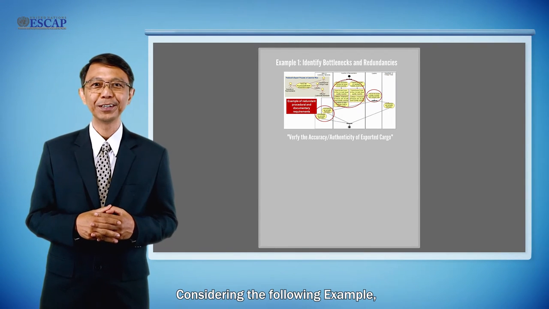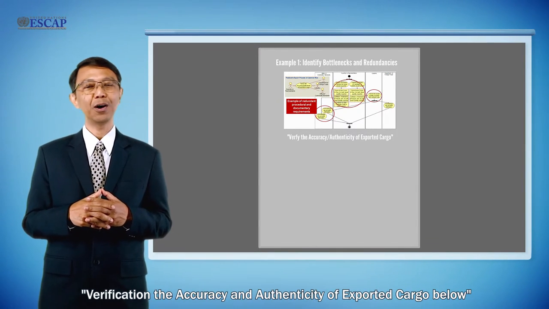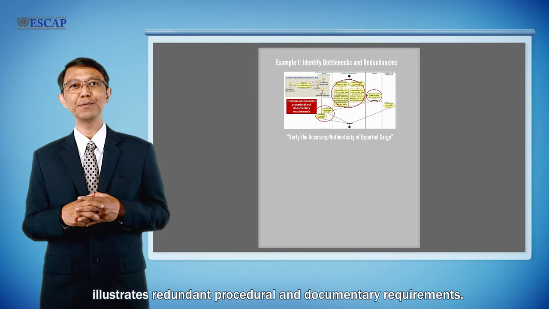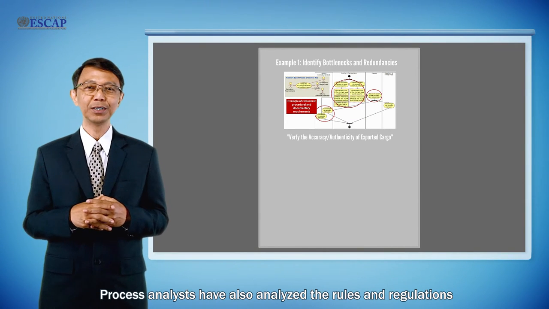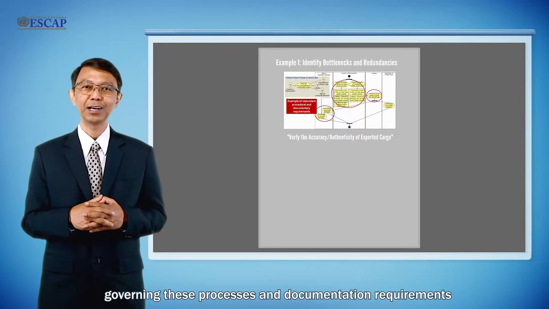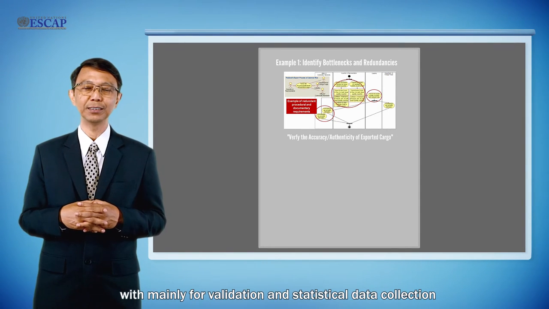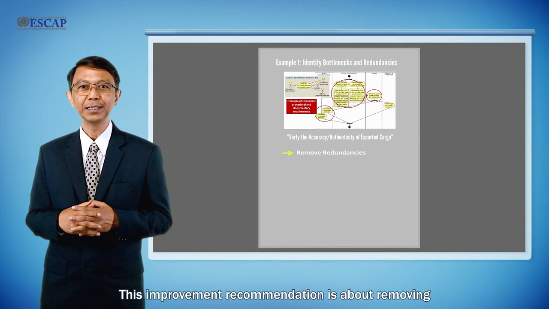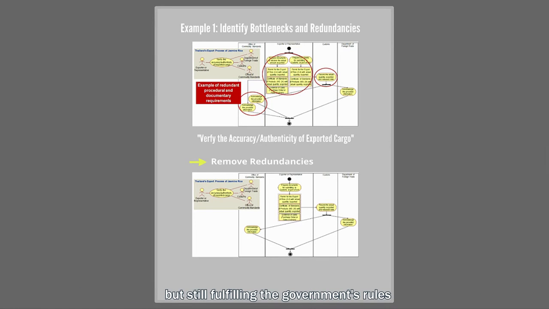Considering the following example, the actual diagram of the SE's process of verifying the accuracy and authenticity of exported cargo below illustrates redundant procedural and documentary requirements. Process analysts have also analyzed the rules and regulations governing these processes and documentation requirements, mainly for validation and statistical data collection. And since this improvement recommendation is about removing these redundancies in both procedural and documentary requirements, but still fulfilling the government's rules and regulations of data validation and statistical data collection.